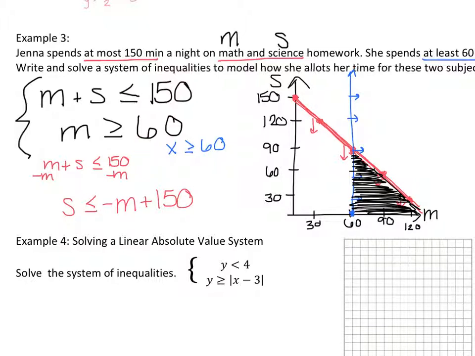Or if she took any points that are on this line, it would max out her 150 minutes. Like that one, 90 minutes on math, 60 minutes on science would max it out. Probably the least amount that she could spend on homework would be 60 on math and none on science. Okay, so that is the solution. We good? Did it work for you to only make one graph instead of the 3? Okay, all right, one more.